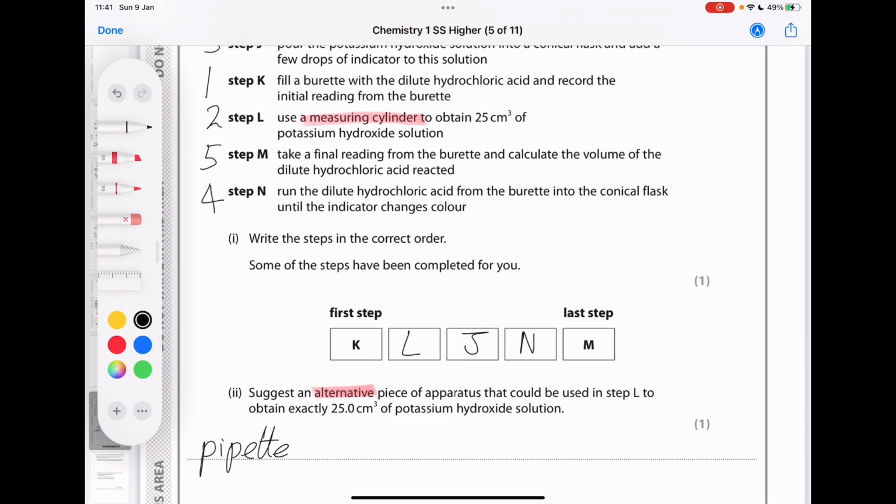You could also have used a burette because you could have filled a second burette up and used that to run the potassium hydroxide solution into the conical flask. You couldn't have anything else really. So the suggestions of beakers and so on, a beaker is nowhere near accurate enough to get exactly 25.0 centimetres cubed.